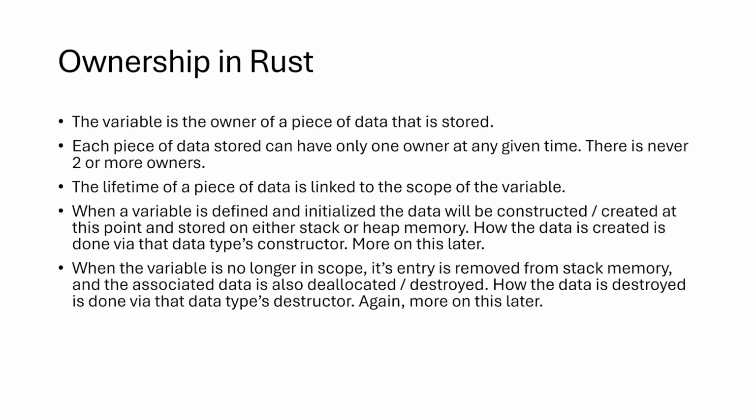Also, when the variable is no longer in scope, i.e. we've come out of the block, the entries are obviously going to be removed from stack memory at that point, the variable. And along with that, the data associated to that ownership of that variable will also be deallocated. So say we have a username variable and that's pointing to a string in memory, say that has your name in it. When that variable goes out of scope, so too does the data. It gets destroyed. And how it gets destroyed is by using something called a destructor on the same data type. Again, we'll look at this a little bit more later.